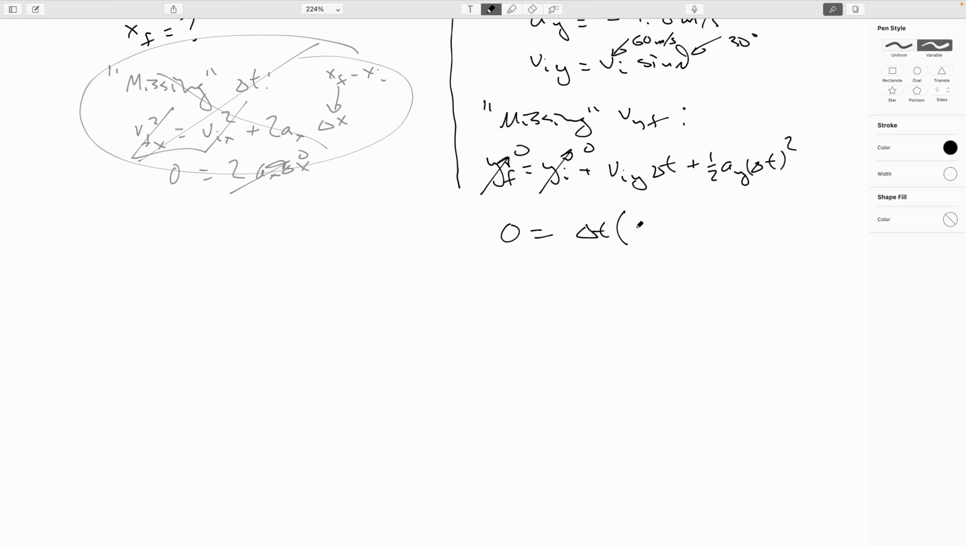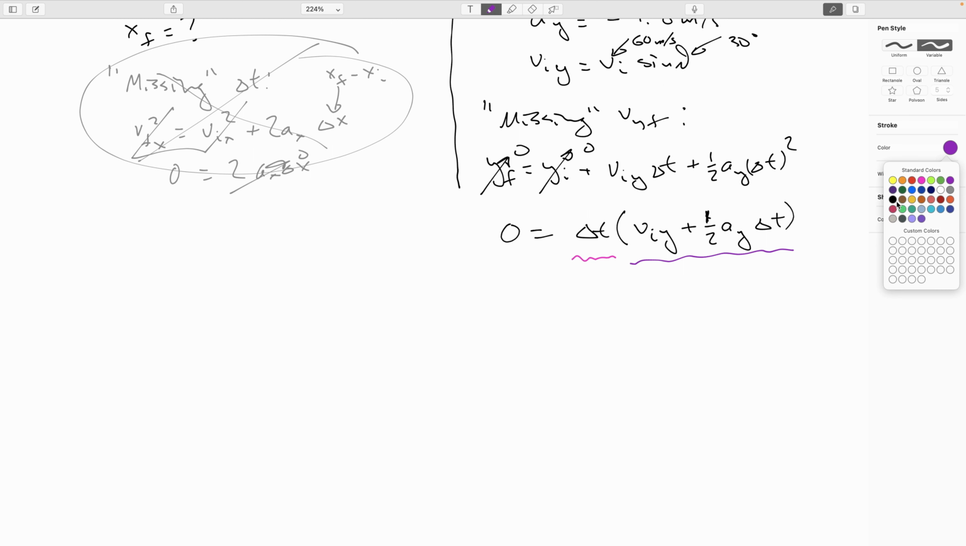So this will be delta t times the quantity v initial y plus 1/2 a sub y delta t. Okay. So remember the idea here is that we have 2 roots to the equation. Either this is 0 or that is 0. Both of these are possibilities because either way would make the product 0. Well, if the pink squiggles is 0, that gives us the root delta t equals 0, which is legit.